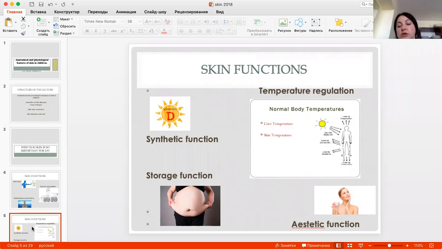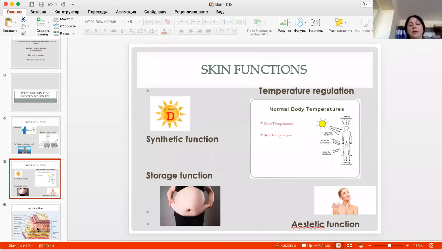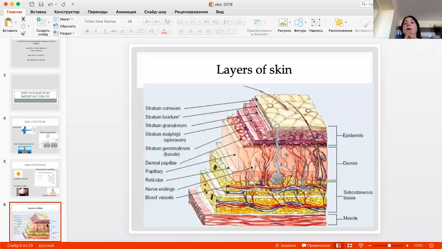Storage function, not just fat as it is on the picture, but storage of other substances is as well performed by skin. And the aesthetic function is very well known. We all know about the aesthetic function of skin. That's why we do not stay on this topic more, and we go to the morphology of skin.